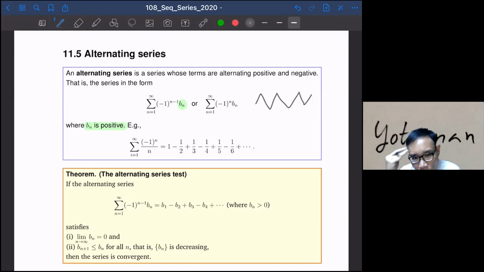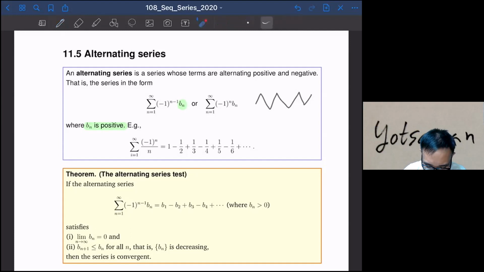So it's gonna turn out to be going up, down, up, down, up, down like this. The term -1 makes your sequence go up, go down, go up, go down. That's why we call this thing alternating. And a series that behaves in this way is an alternating series.